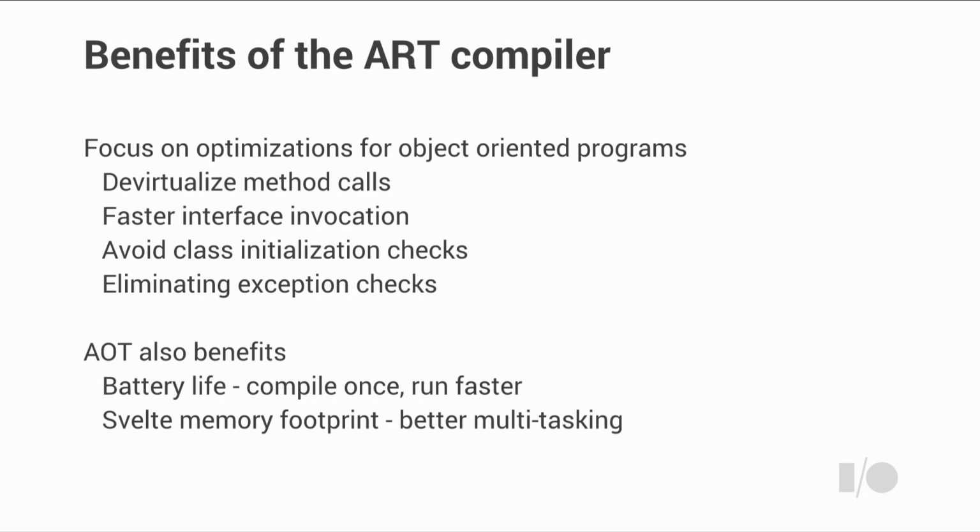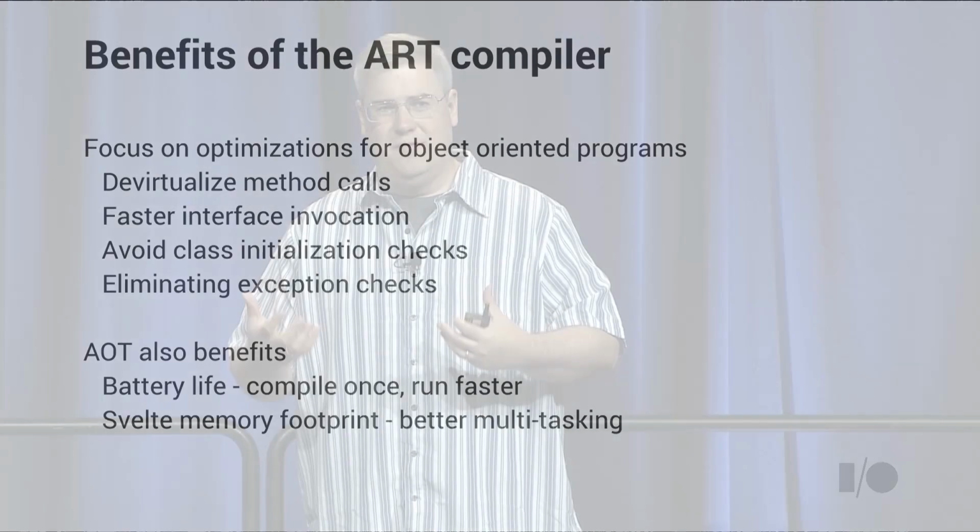We also see a better Svelte memory footprint. If you remember Project Svelte from last year, it was about trying to run better on lower memory devices. The reason we see better Svelte numbers is that the code is written out to disk and can be paged in and out by the kernel on demand. If there are a lot of applications running, multitasking, the kernel can manage paging things in and out, as opposed to the JIT where there would be a set of private pages per application, which couldn't be paged out. That meant that if the kernel needed to free up more memory, it basically had to kill a process, and you lose one of the processes you may be trying to multitask between.